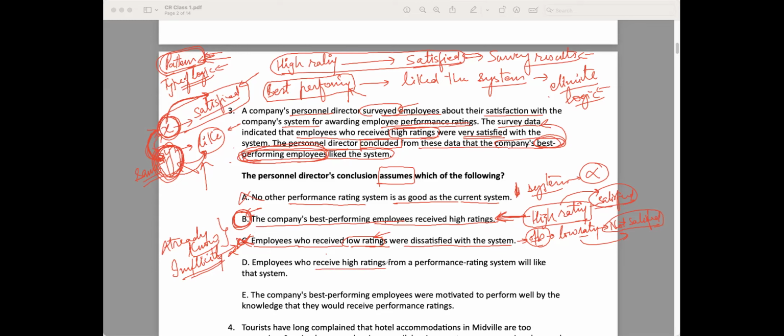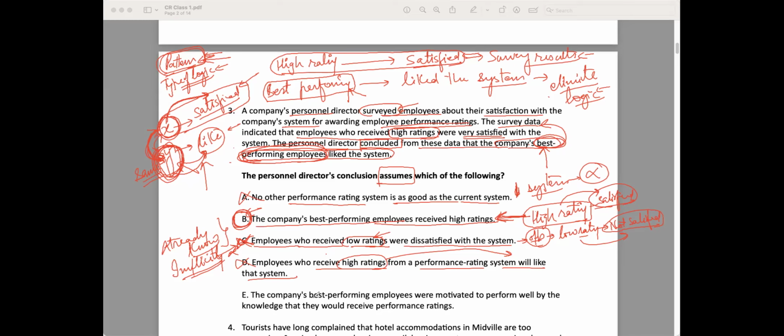The employees who receive high ratings from a performance rating system will like the system. We already know that people who received high ratings are liking the system. But what about people who are best performing? It's silent on that. Again, it doesn't make the required connection.